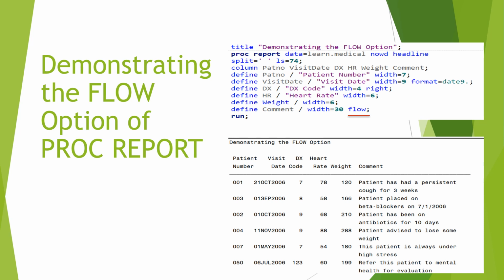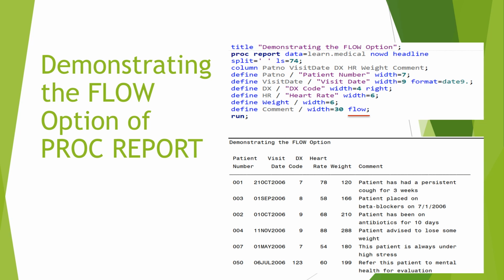In this program, several new features have been added. First, the flow option was added to the define statement for the comment variable. This wraps the comment field within the defined column width of 30. The split equals option is required to tell the program that you want to split the comments between words, that is, between words having blanks.